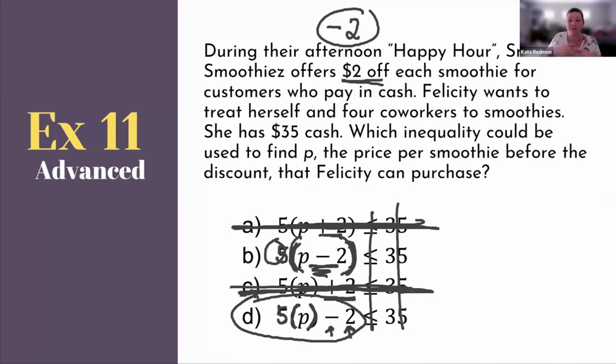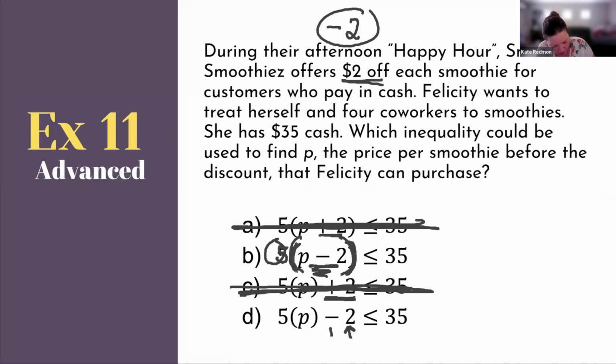So go looking in my problem. I need some clues. Am I taking $2 off just the one time? Do I just have like a $2 coupon, or am I taking $2 off of every smoothie price? You're taking $2 off of every smoothie. Absolutely. And that is why I would choose B over D.